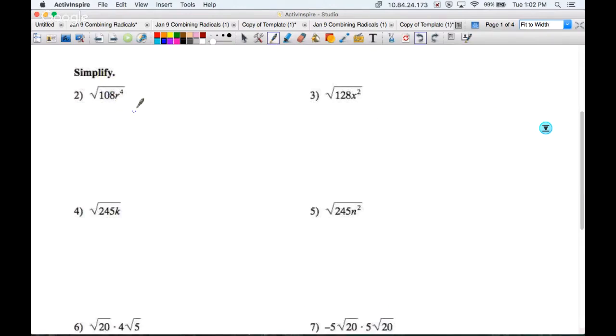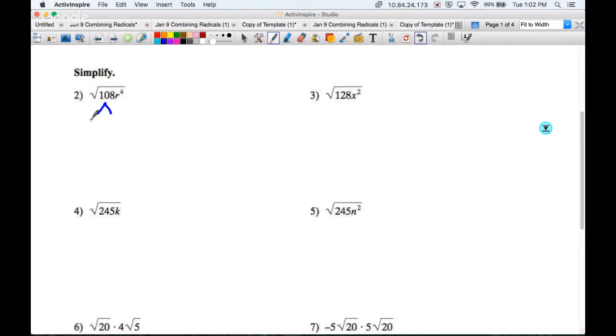My goal here is to remove from the radicand any perfect squares or pairs of variables. Because it's a square root, the variables are going to jump out in groups of 2. So for number 2 here, I'm going to use my jailbreak metaphor. That requires me to do the prime factorization of 108.